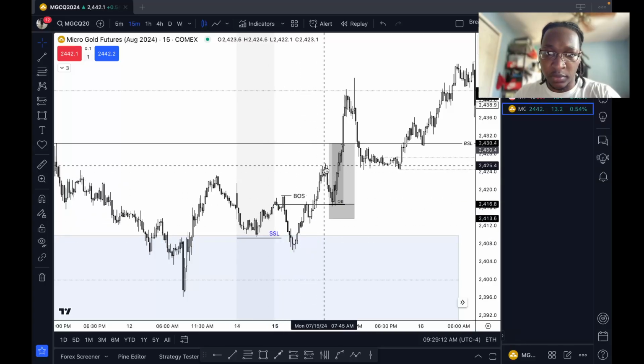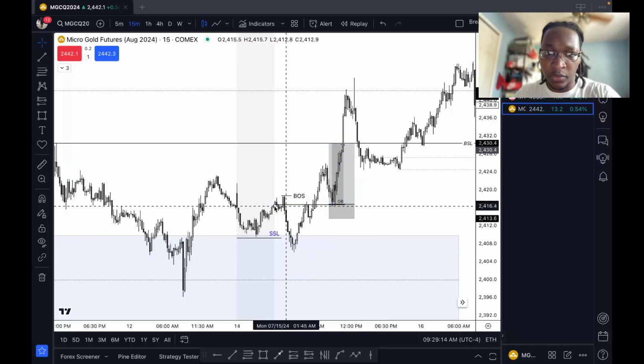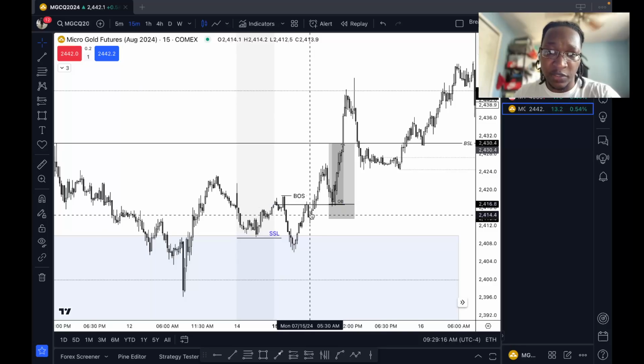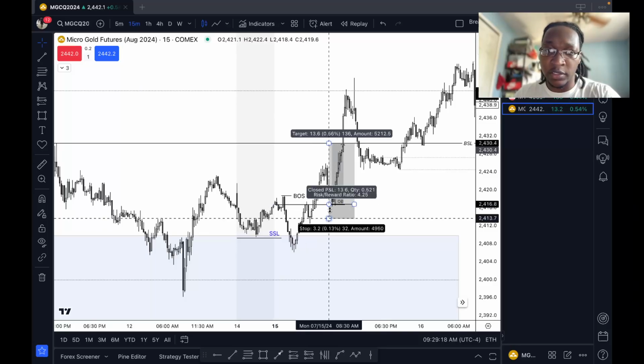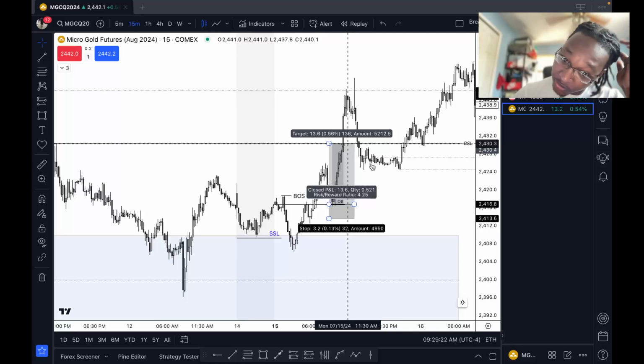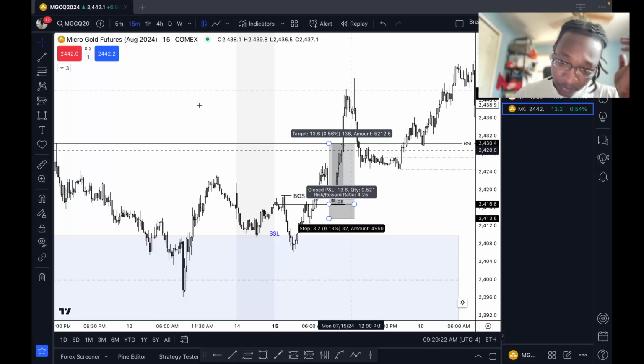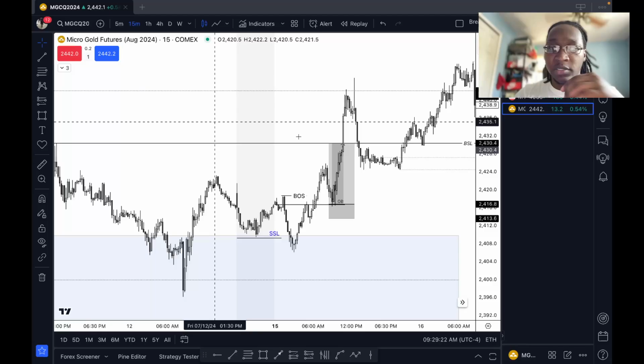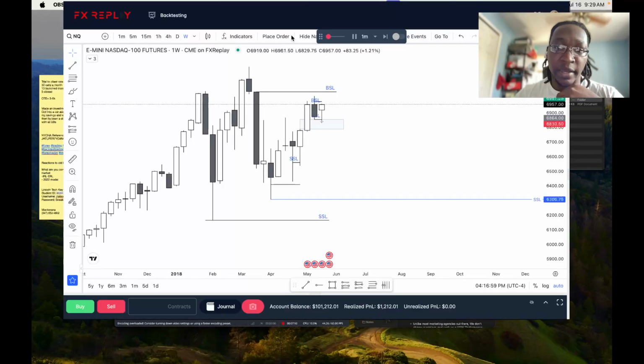Shift structure. You have your OTE entry here at the order block, the higher time frame order block, and this 15-minute order block here. You enter and you exit for buy side. That was a solid trade, but I'm not gonna spend too much time because this is lagging like a bad.